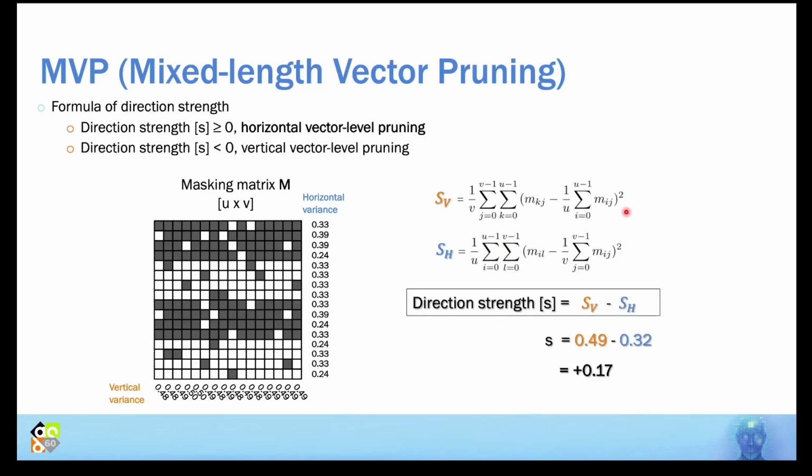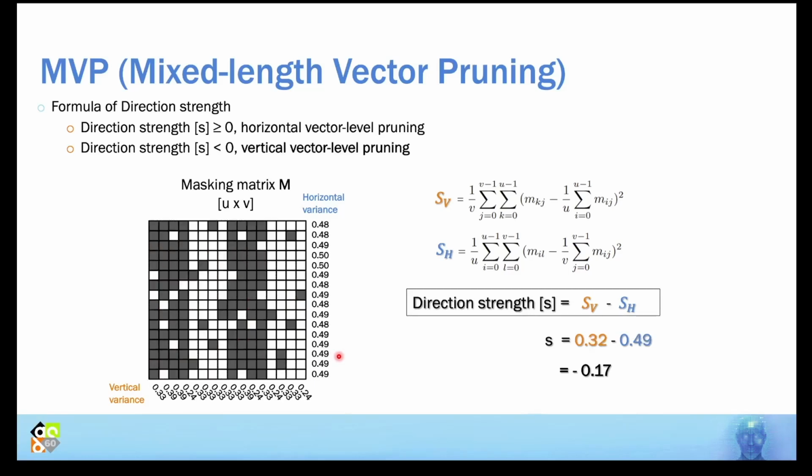Based on the matrix M on the left, SV and SH are 0.49 and 0.32 respectively. If you subtract SH from SV to get the direction strength S, we get positive 0.17, and this means that it is horizontal vector level pruning. In the case of vertical vector level pruning, as you can see, the direction strength S is a negative value and the degree of strength is 0.17. Although the formula is not perfect, we have found that the variance can provide useful information. The greater the line strength, the greater the absolute value of the direction strength.